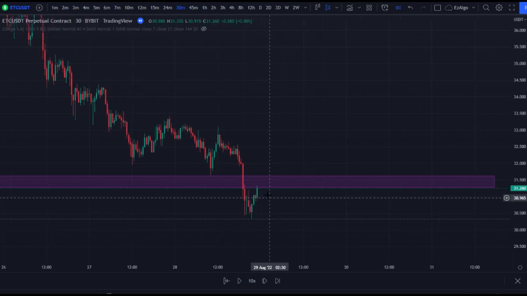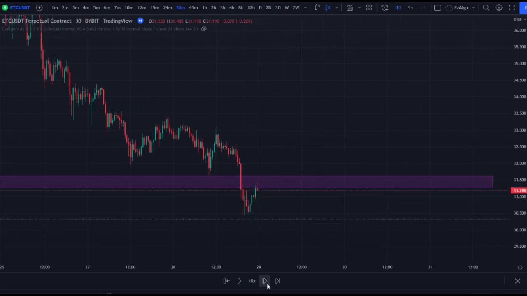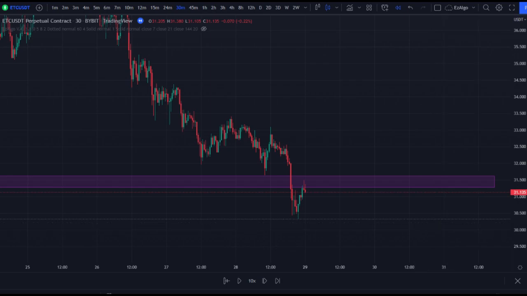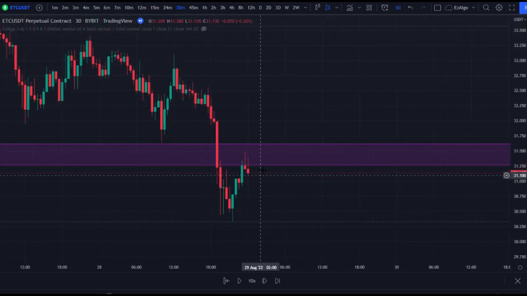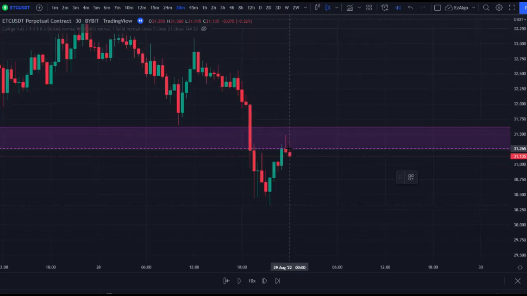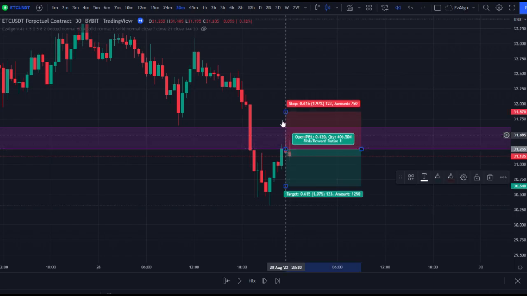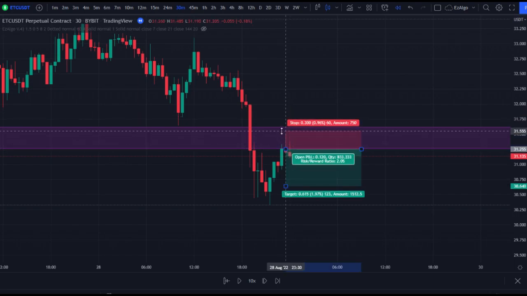So price went into that zone. We have this rejection on the 30-minute time frame with a bearish candle. This is called an inverted hammer. This is a bearish candle, which means that bulls have tried to push the price up through this zone but couldn't do so, and the bears rejected. So we could actually enter a short on that candle if we wanted to. This would be a short position.